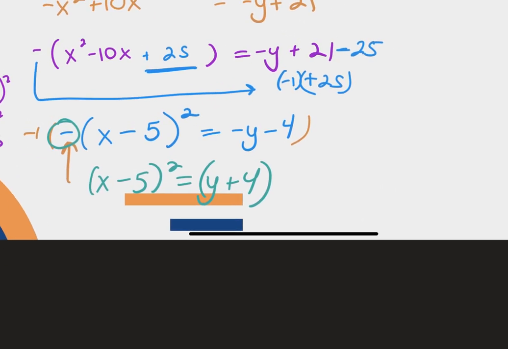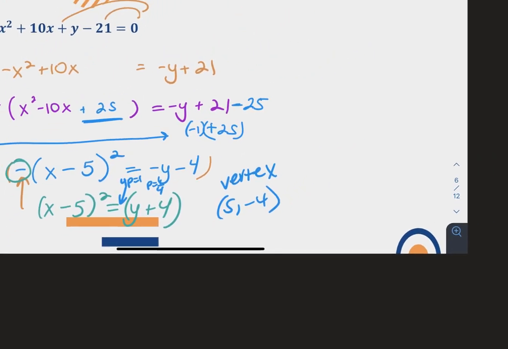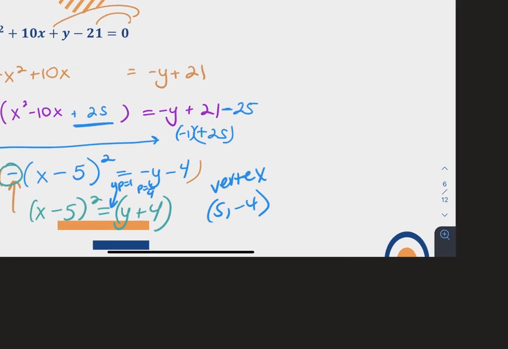My center, or my vertex, is 5, negative 4. And 4p is still in here. 4p would still be 1, so p is 1/4. Because it's an x squared and a positive 4p, this is going to point up. So I go 1, 2, 3, 4, 5, 1, 2, 3, 4, and I draw my parabola facing upward.